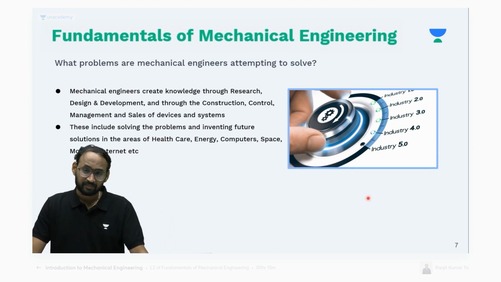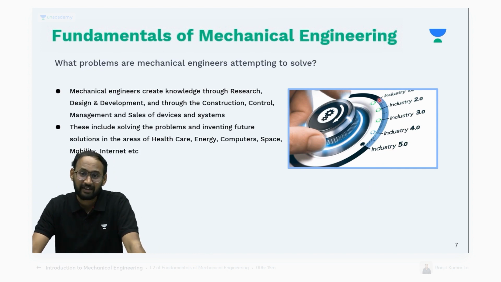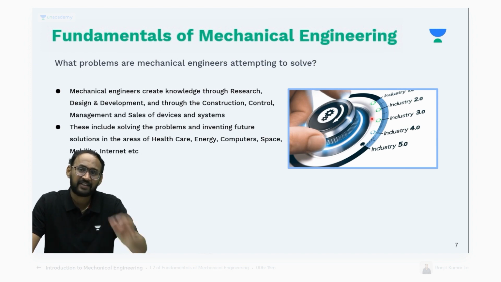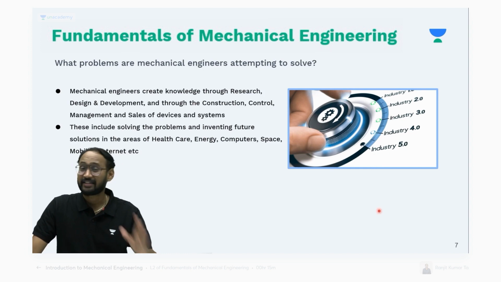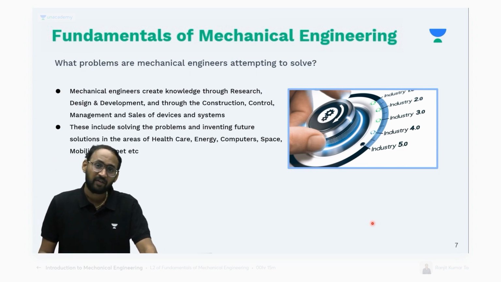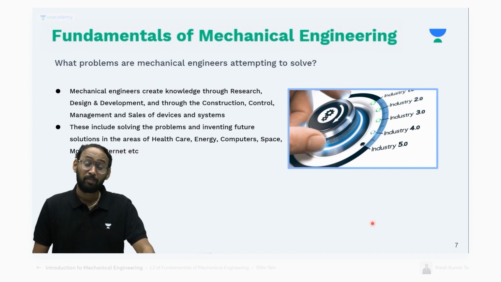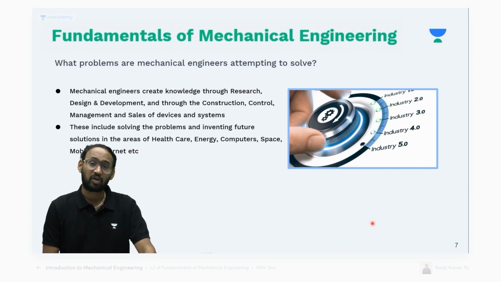If you see the picture here, we talk about industry 1.0 till industry 5.0. Of course, in each of these industrializations, mechanical engineers had a specific problem to solve. Let's touch upon that in the coming session. Nevertheless, mechanical engineers are attempting to solve a whole new set of problems, which has a bigger scope, and they have to work with cross-functional teams.